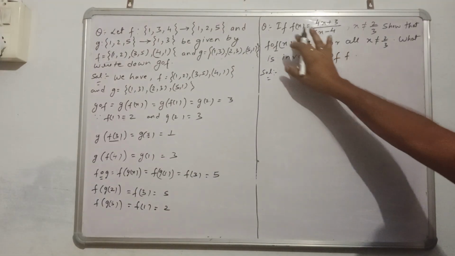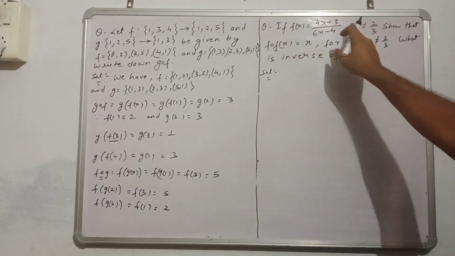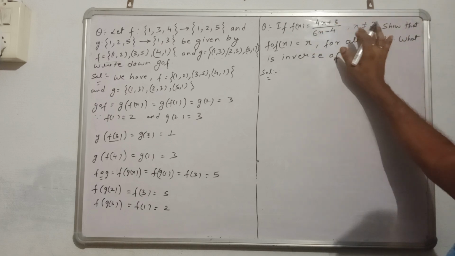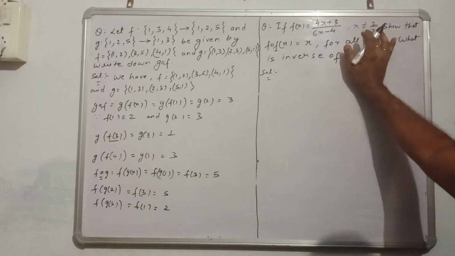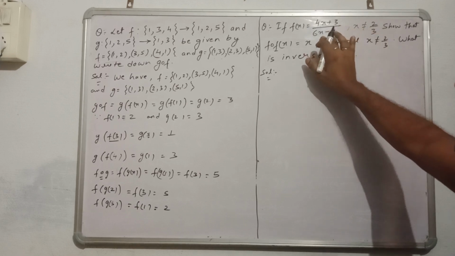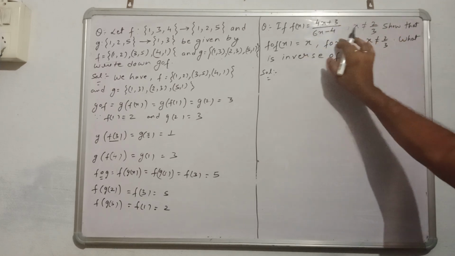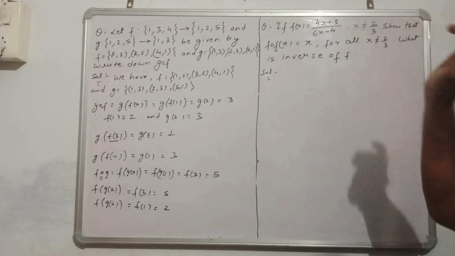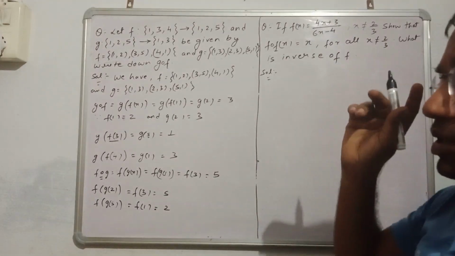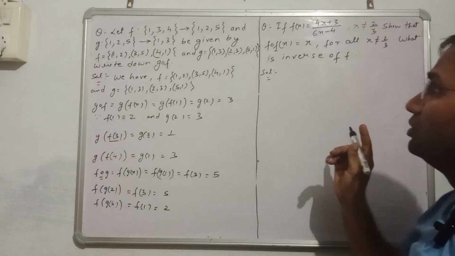Here, if f(x) is equal to (4x+3)/(6x-4), this function is given, where x is not equal to 2/3. That means if you put 2/3 in place of x, you will get 0 in the denominator. So whenever an algebraic expression is written in the form p upon q, q should not be 0.